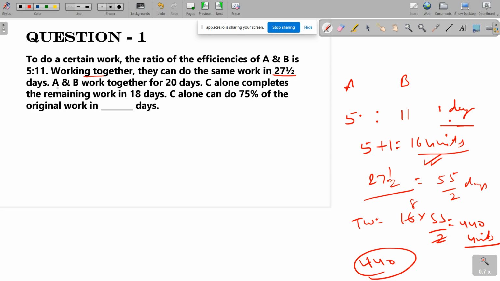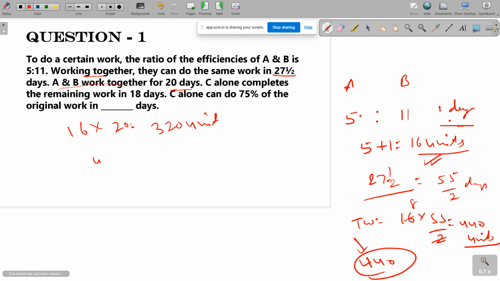Now, what does the problem say? A and B work together only for 20 days. They do not work for 27 and a half days together; they work only for 20 days and then they leave, whatever the reason may be. So in 20 days, how much work did they complete? They completed 16 into 20, so it is 320 units. Out of the 440 units that we calculated, 320 units are completed.